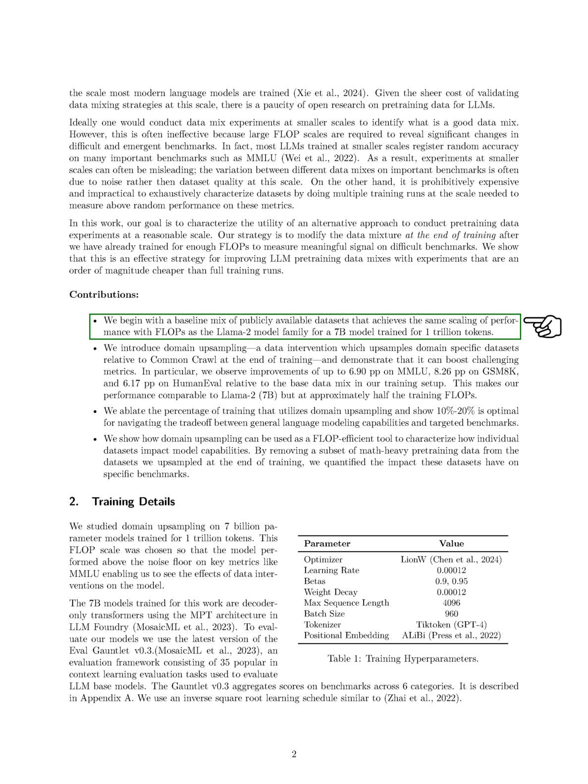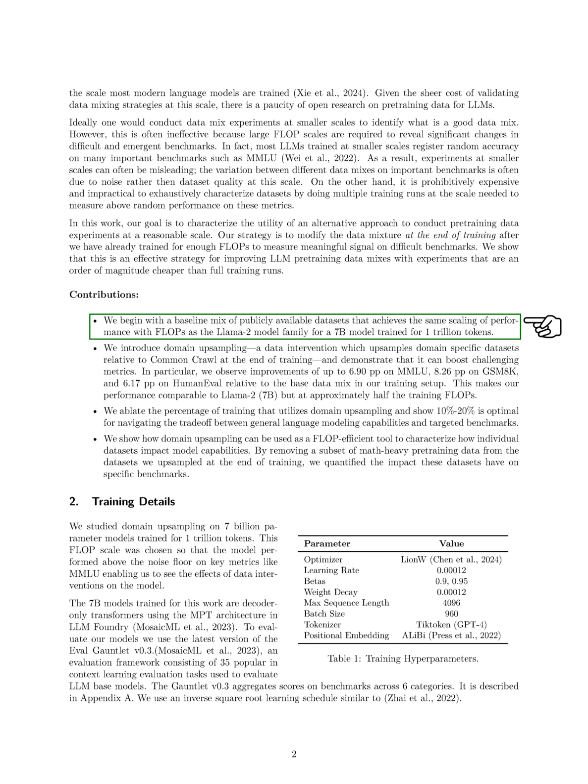By introducing domain upsampling, where we increased the presence of domain-specific datasets relative to Common Crawl at the end of training, we were able to enhance performance on difficult metrics significantly. This approach led to improvements of up to 6.90 percentage points on MMLU, 8.26 percentage points on GSM-8K, and 6.17 percentage points on HumanEval compared to the base data mix. Our results made our performance comparable to Llama 2 7B, but with approximately half the training FLOPs.